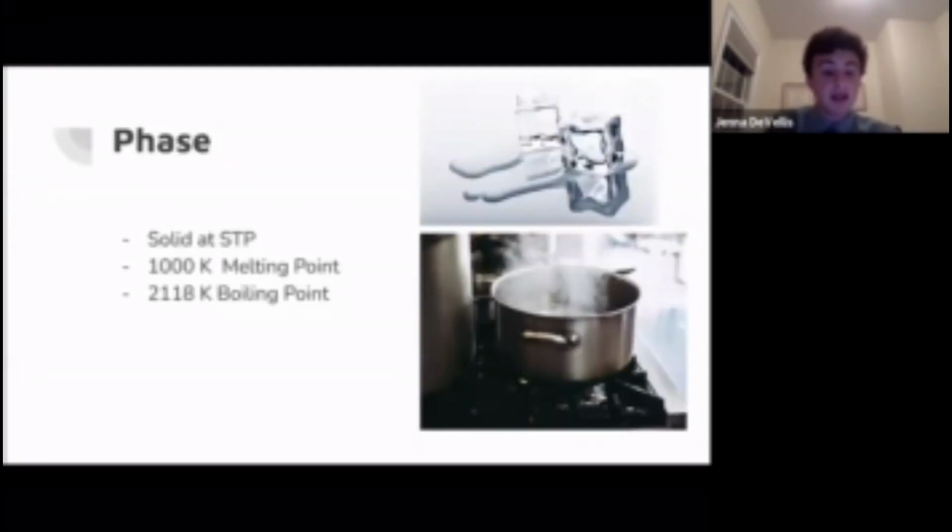Let's talk about its phases. So it is a solid at standard temperature. Its melting point is 1,000 kelvins, which is obviously very hot. And its boiling point is 2,118 kelvins.